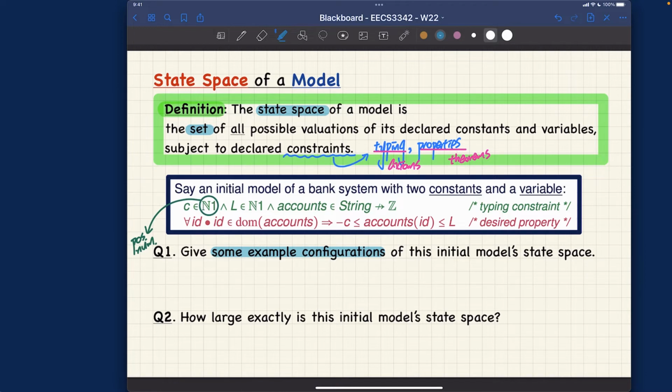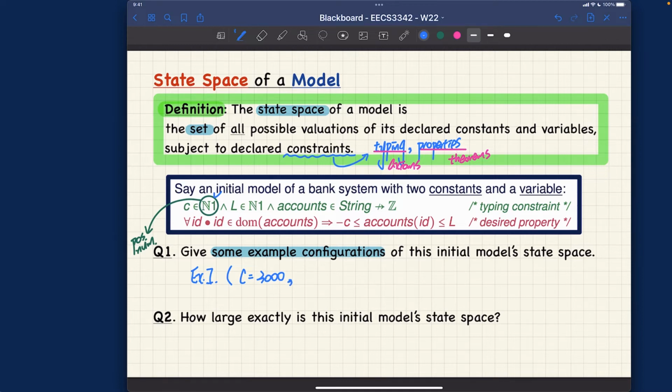All right, assuming that you thought about it, let me give you two examples, kind of corresponding to what you will see in the slides. Okay, so example number one. We have to give the valuation of the two constants and also the one variable, right? So let me just put it as a 3-tuple, okay? So what about the credit limit? The credit limit can be any positive number. So let me say C will be, let's say, 3,000. So that means any account in the bank cannot go below minus 3,000, okay?